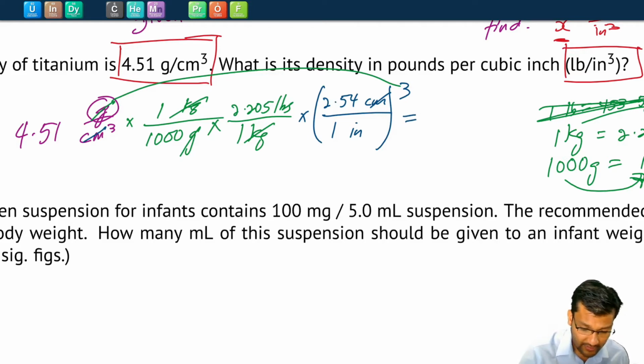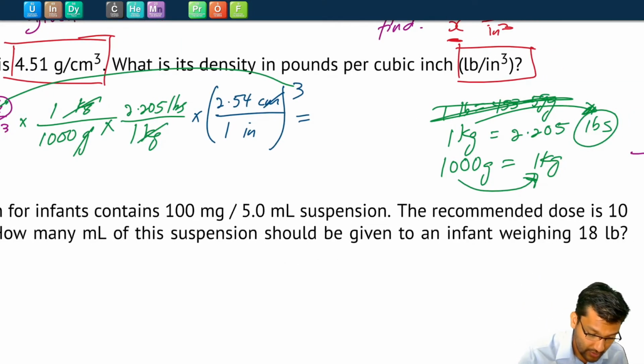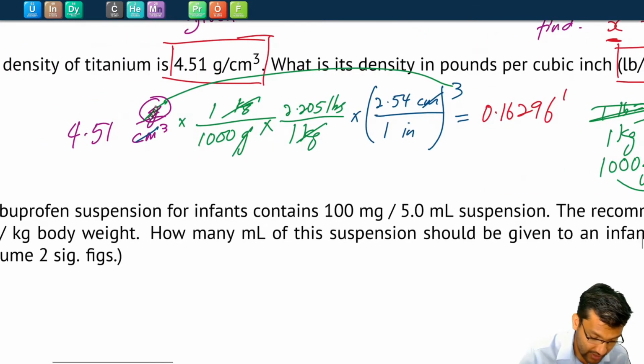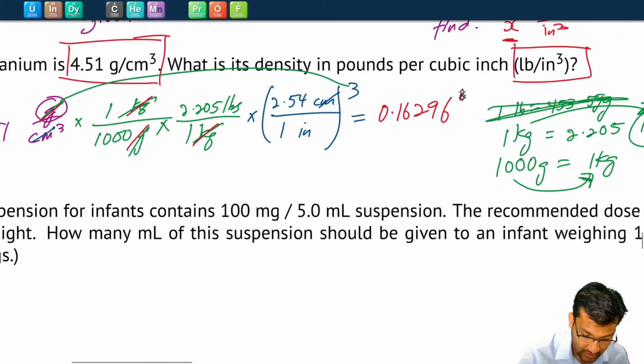All right, so the only thing that's left here is to punch all of these numbers into our calculator. If you do, let's use a different color, you find that the answer is 0.16296. Let's look at the units. Grams cancel out here, kilograms cancel out here, so we're left with pounds. So pounds per centimeters cubed get canceled out here, and we're left with inches cubed. So inches cubed.